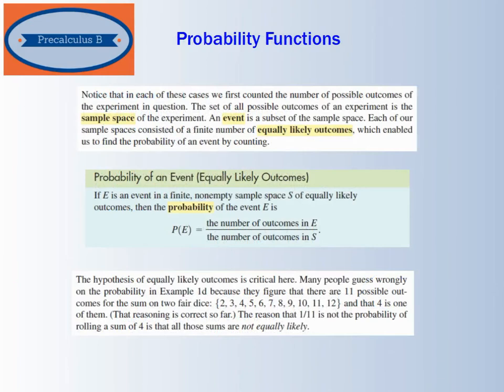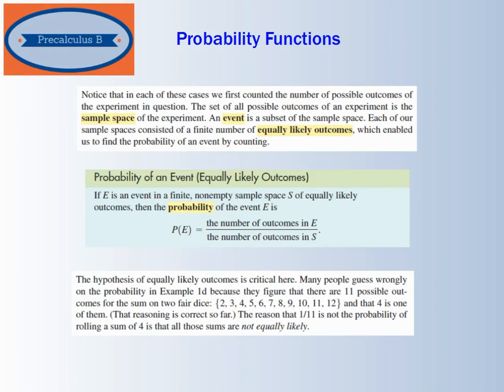So in each of those cases that we looked at, we started out by counting the number of possible outcomes in the experiment. All right, the set of all possible outcomes is what we call the sample space of our experiment. So if we ever talk about a sample space, that's basically referring to the set of possible outcomes. All right, an event is a subset of that sample space. All right, so each of our sample spaces in our problems that we looked at consisted of a finite number of equally likely outcomes, and that equally likely outcome is very important when we start talking about probability.